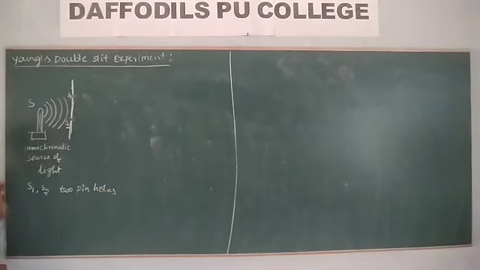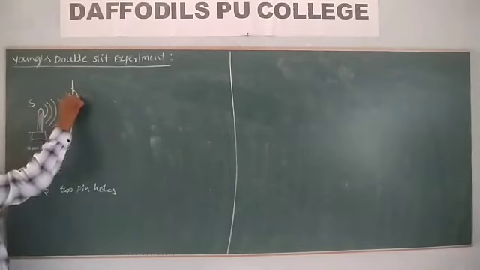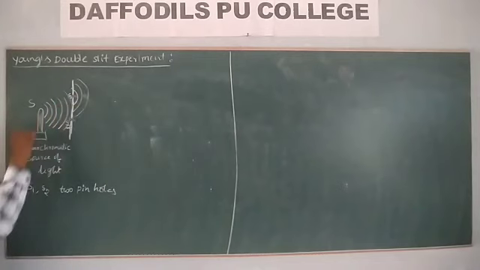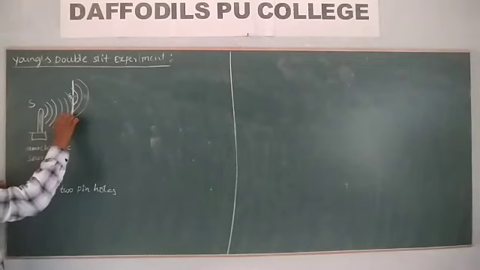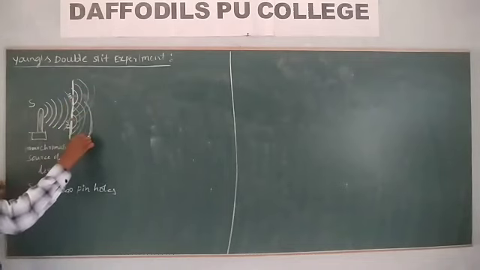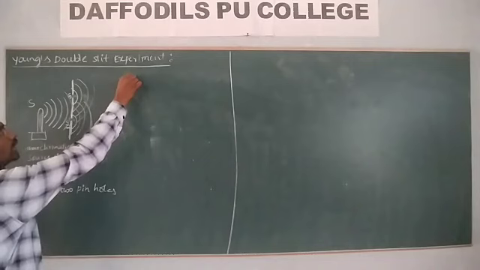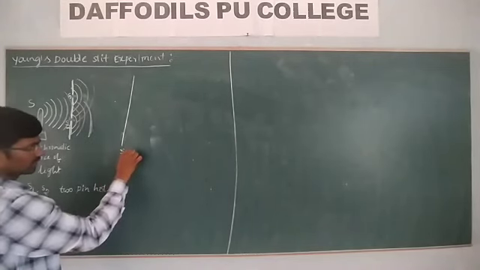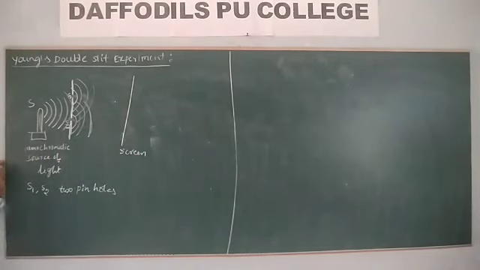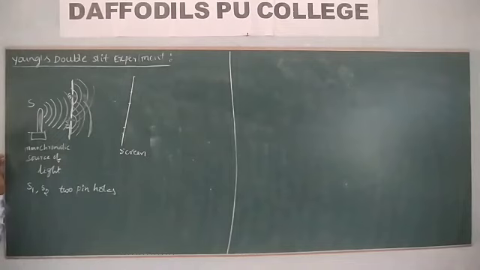These are two pinholes, and you can observe that at S1 and S2 the wavefront gets divided. Here this wavefront will be divided, and similarly here. Because of this, at some points the crest of one wave and the crest of another wave fall together. We have taken a screen, and on this screen we will get some bright and dark fringes. This is the experiment constructed by Young, the Young's double slit experiment.